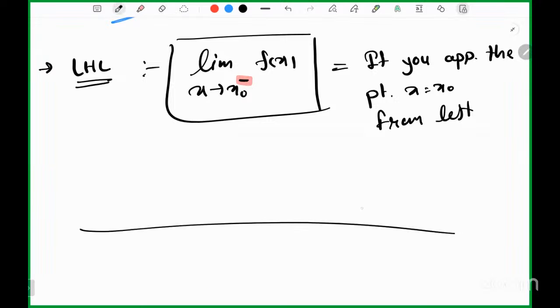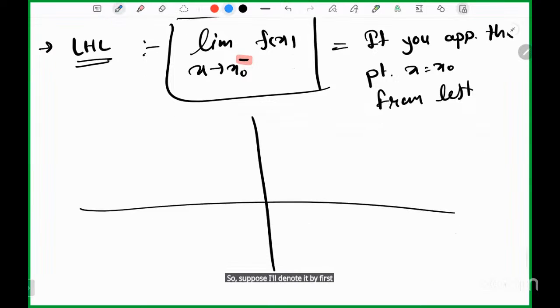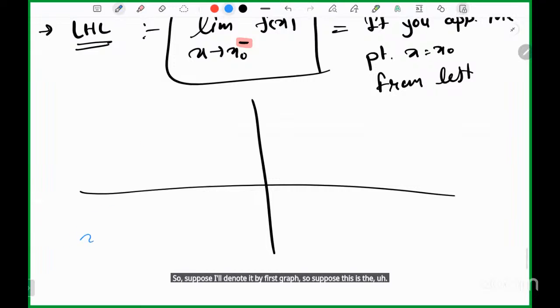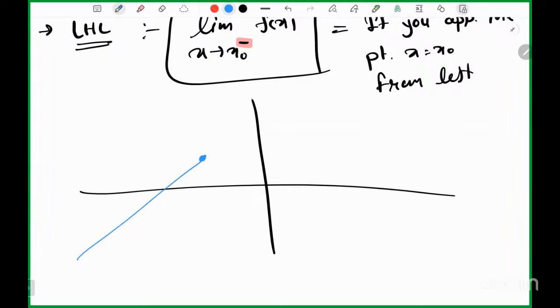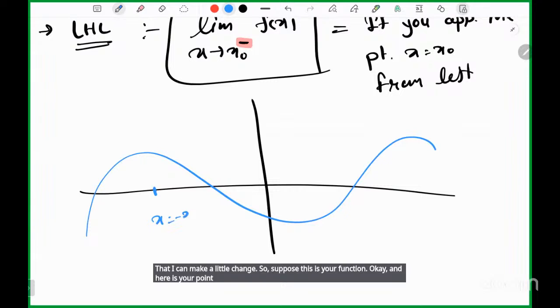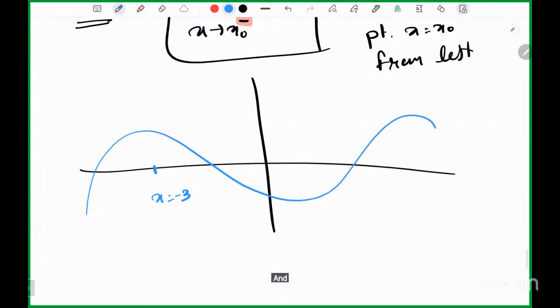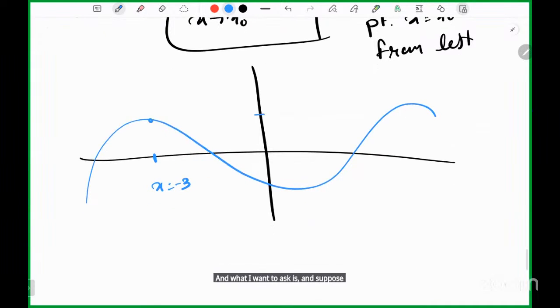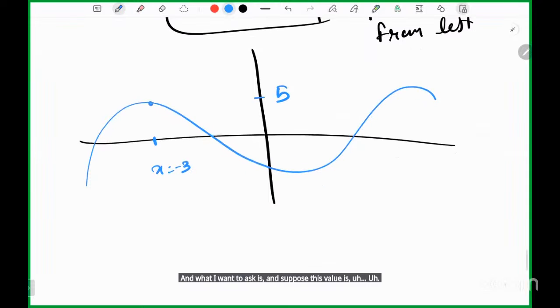So suppose I'll denote it as the first graph. Suppose this is the function, it's just a straight line. I can make a little change in place of the straight line. So suppose this is your function. Okay, and here is your point x equals minus 3. And suppose this value is 5. Okay, so here is a kind of easy thing.